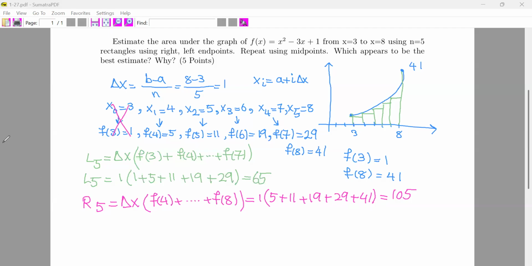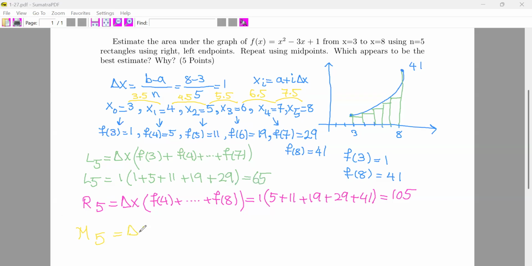The next part is about using midpoints. Between the first two, we have 3 and 4, and the midpoint here will be 3.5. The midpoint here is 4.5, and also here 5.5. Next one, 6.5. Here, 7.5. So I'm going to find f of these points multiplied by delta x, and that would be the approximation of M sub 5.